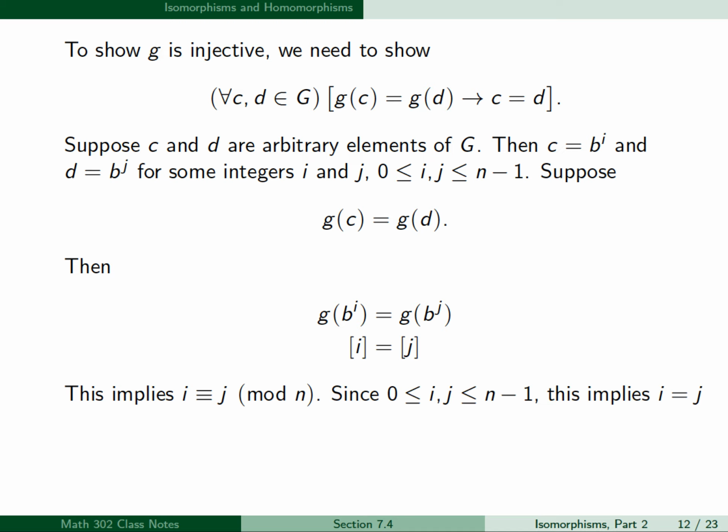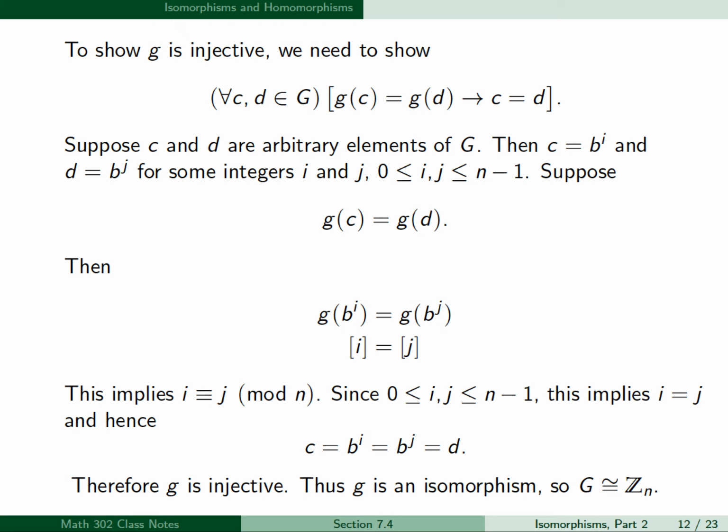And since i and j are between 0 and n minus 1, the only way that i can be congruent to j mod n is if i and j are equal. So this implies that i equals j, and hence c equals b to the i equals b to the j equals d. And therefore g is injective. And so this shows that g is an isomorphism, so the group G is isomorphic to Z sub n. And this completes the proof of the theorem.